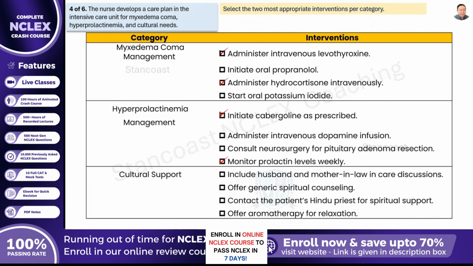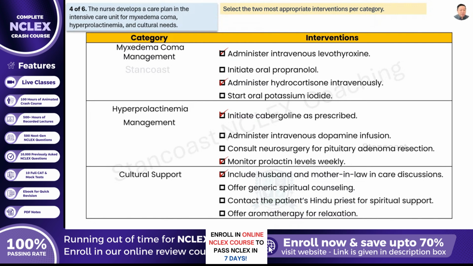For the last category, it said cultural support. Now, what do you think would be the interventions here? This includes husband and mother-in-law in care discussions, because in many cultures, the family plays a huge role in the decision making and healing. And if the patient finds comfort in having her husband and mother-in-law involved, then we should include them. It also shows respect for her values and supports her emotional state as well.